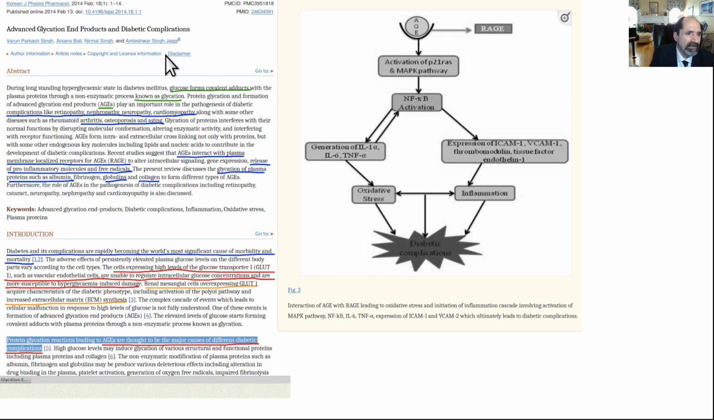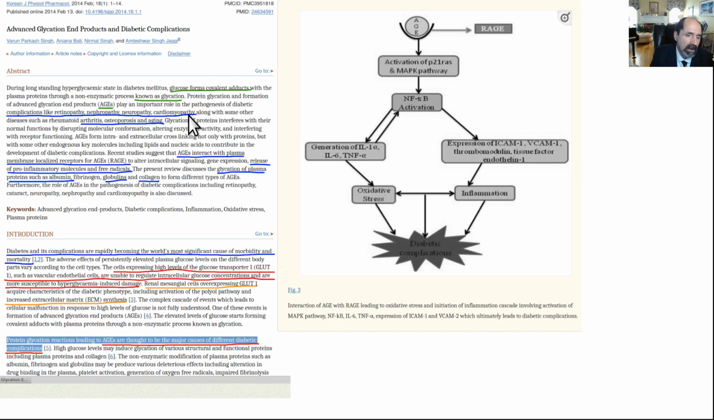Okay, so here's a paper about advanced glycation end products and diabetic complications. This is from the Korean Journal of Physiology and Pharmacology, February 2014. Glucose forms covalent adducts, AGEs, known as glycation AGEs. These are associated with the complications of diabetes, like retinopathy, going blind, nephropathy, kidney failure, a disaster, and neuropathy, painful neuropathies in the legs and whatnot. It also causes brain damage. We're not going to focus on that for this lecture, but these same things cause brain damage.